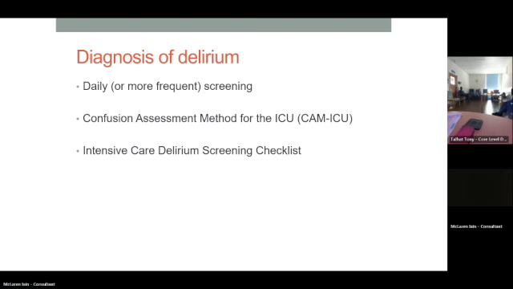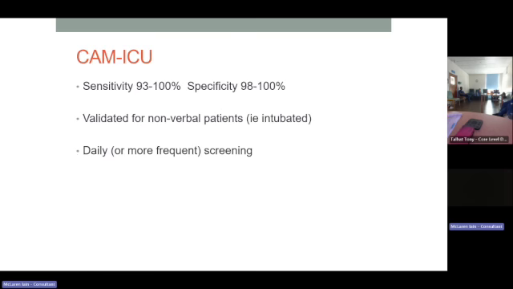There's been a number of things that have been suggested for this. The one most commonly used is the CAM-ICU, which is the Confusion Assessment Method for the ICU. There is also an Intensive Care Delirium Screening Checklist, but the CAM-ICU is probably the most reproducible technique, and it's the one we use on the unit here.